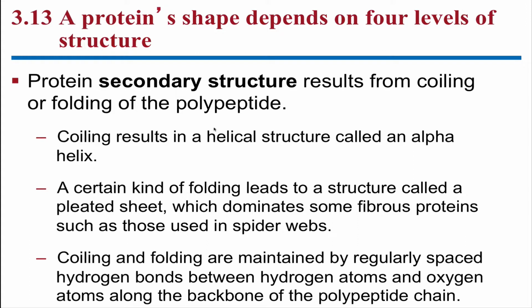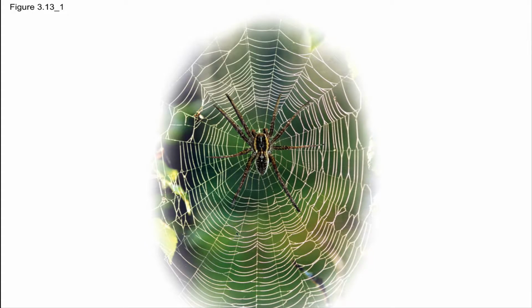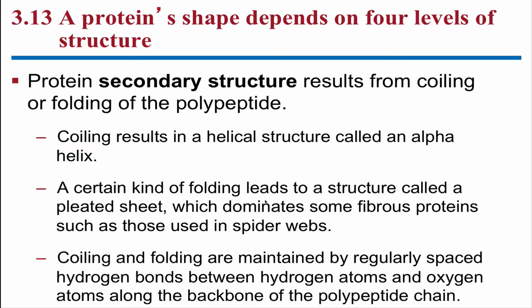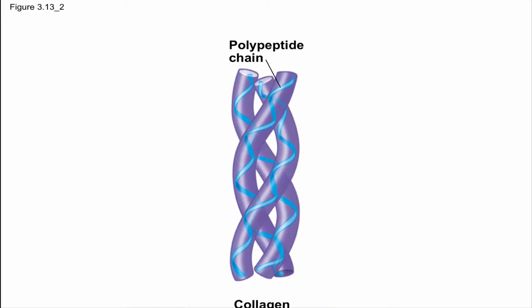The secondary structure results from coiling or folding of the polypeptide. So coiling results in a helical structure that's called an alpha helix. A certain kind of folding leads to a structure called pleated sheets, which you're usually going to find in the fibrous proteins that, for example, you're going to see in spider webs. This is an example of this fibrous protein.